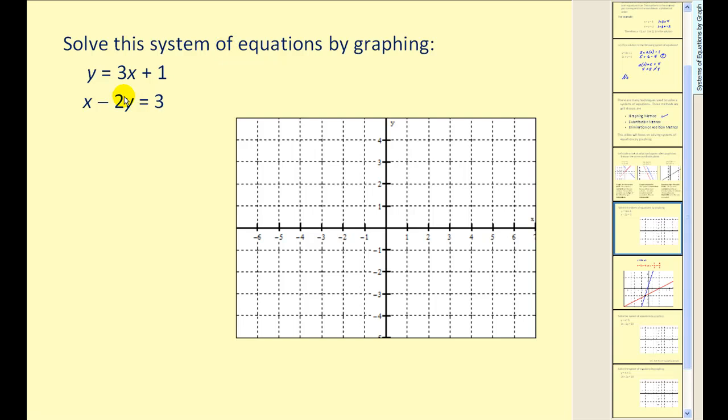Okay, so let's give it a try. We want to solve this system by graphing. So what we're going to do is graph the first line, graph the second line, and analyze the results. So in order to graph this first line, it's in slope-intercept form.